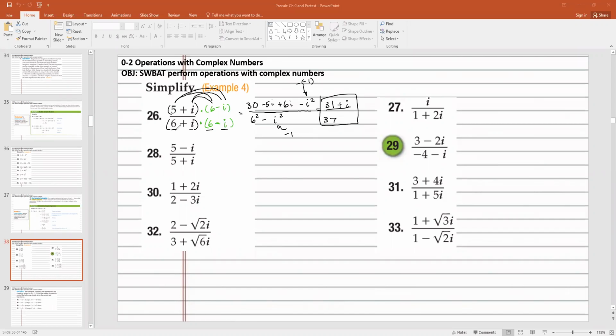If you're wondering, Mr. T, how come you didn't do FOIL here? The reason is, if we did 6 times negative i, we'd get negative 6i, and if we do i times 6, we'd get positive 6i. Because they are conjugates of each other, these cancel out, and we're left with only the outside terms.